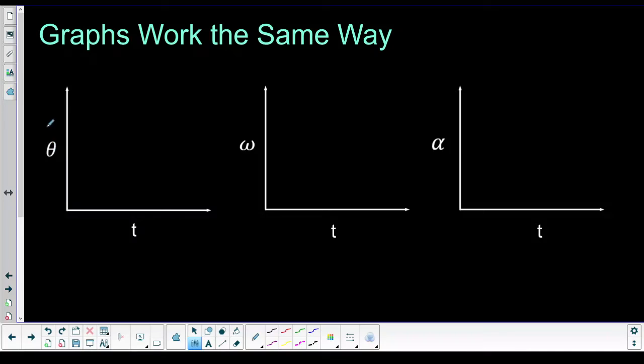Remember, theta is the same thing as x. It is our displacement. Let me change this to another color so we can see a little better. Okay. Omega is our angular velocity. It's v. And then alpha is our angular acceleration. So let's look at theta. Okay. Here's a graph for theta. This is our initial displacement.